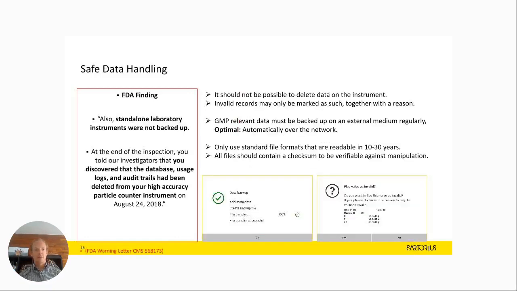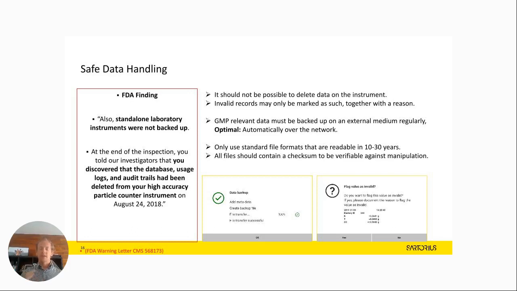We have another example about safe data handling. So the FDA came back and said, okay, we found that standalone laboratory instruments were not backed up. They were, yeah, standalone and didn't have any capability to back up data. And they discovered that the database usage logs, audit trails had been deleted from your high accuracy particle counter instruments. A deleted audit trail, no, that doesn't come over very well with the FDA.